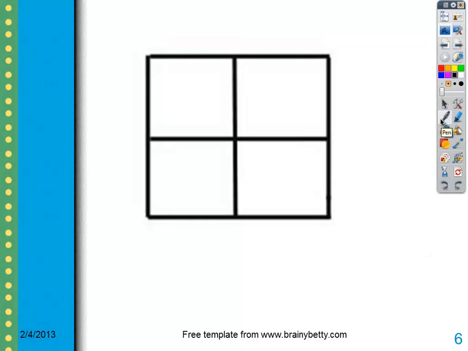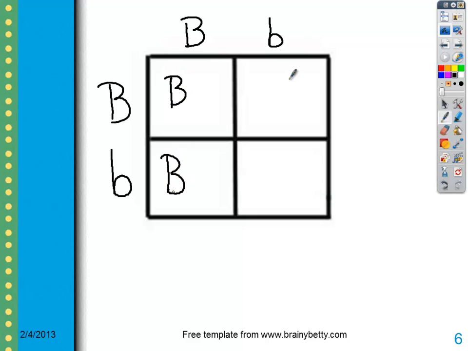Here we go. All right, again, we put one parent across the top, big B, little b. Put our second parent across the side, big B, little b. Now, I'm going to perform my cross. I'm going to bring my big B down. I'm going to bring my little b down. Bring this big B across. I'm going to bring this little b across.